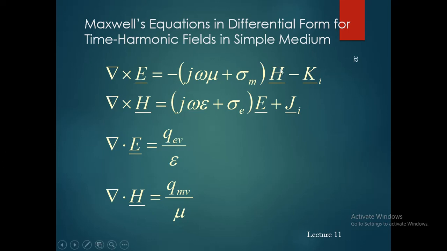Del cross E is equal to minus j omega mu plus sigma into H minus K, and del cross H is equal to j omega epsilon plus sigma into E plus J i, and del dot E is equal to rho ev by epsilon, and del dot H is equal to rho mv by mu. These are the useful equations which are to be represented in time harmonic fields in the simple medium.